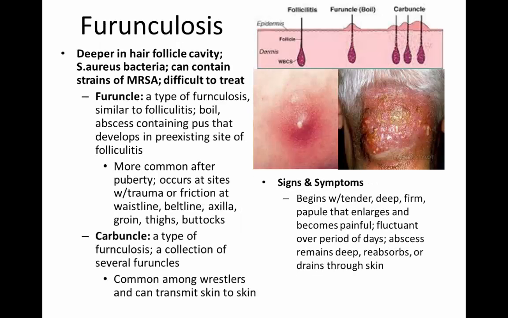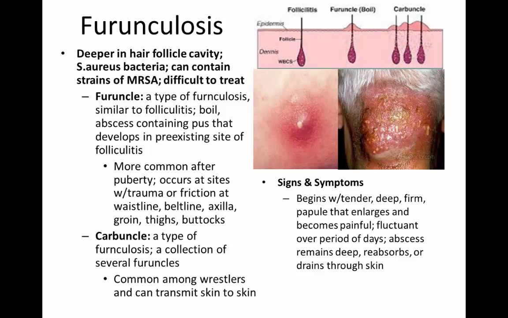Furunculosis is deeper in the hair follicle cavity. The S. aureus bacteria can contain strains of MRSA and can be difficult to treat. A furuncle is a type of furunculosis that is similar to folliculitis, which is a boil or abscess containing pus that develops in a pre-existing site of folliculitis. More commonly, after puberty, these sites occur with trauma or friction at the waistline, beltline, axilla, groin, thighs, and buttocks.